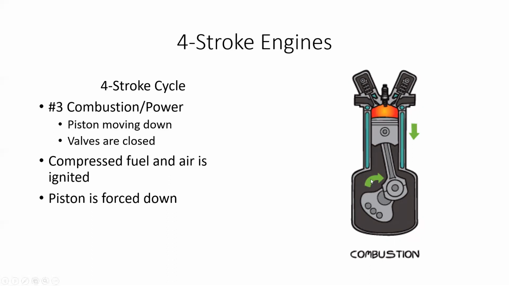Now the crankshaft is still moving in this clockwise direction. It comes over the top, and this is when our peak cylinder pressure happens, when we ignite that fuel and air and force the piston down. Our valves are still closed at this time. We have to trap all this pressure in here and force our piston back down. So that's our third stroke, the combustion or power stroke.